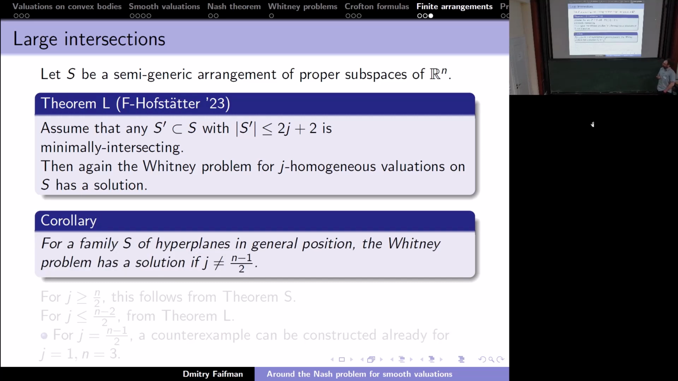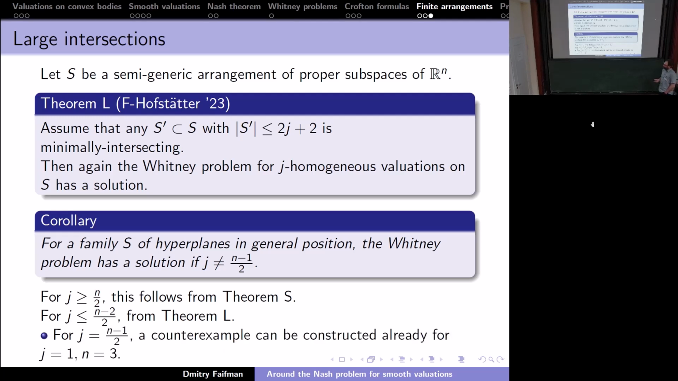As a corollary, if you look at the family of hyperplanes in general position, the Whitney problem has a solution if J is not (n minus 1) over 2. So for J at least n over 2, that's the previous theorem. And for J less than or equal to (n minus 2) over 2, it can easily be checked to satisfy this condition. And the one dimension that's excepted is (n minus 1) over 2. And curiously, the theorem fails here.